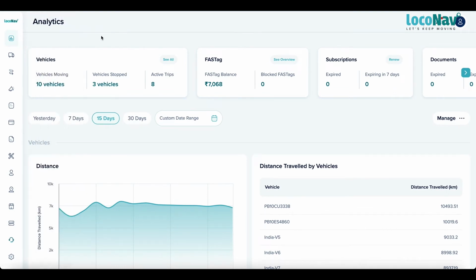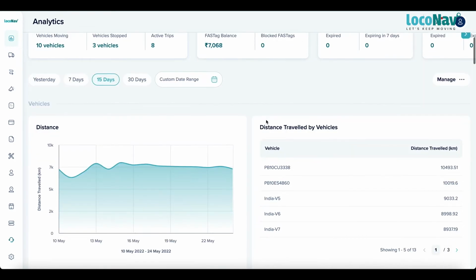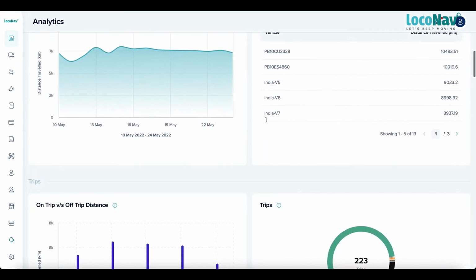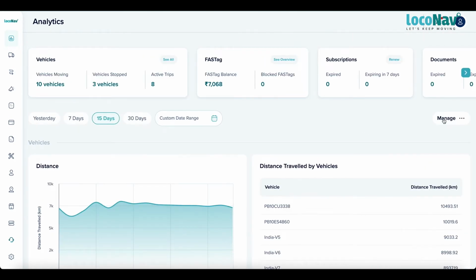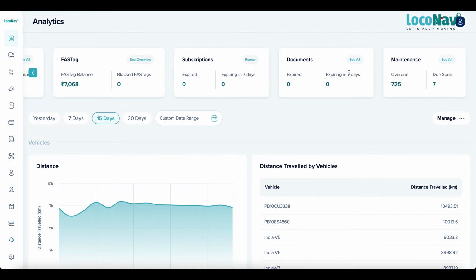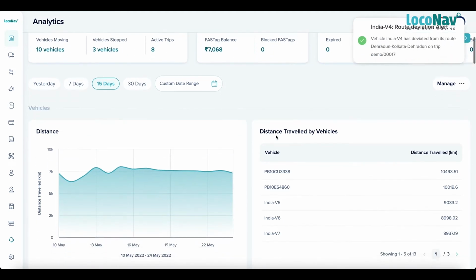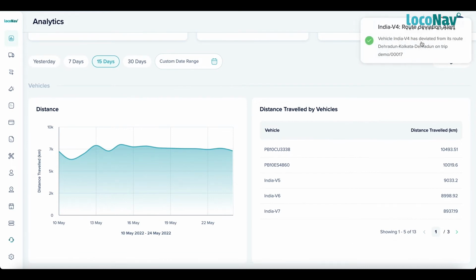LocoNav's analytics module gives an eagle-eye view of the utilization and operating behavior of the fleet with actionable insights so that productivity of the fleet manager or fleet owner can be improved significantly. In this module, the first thing you can view is a fleet level summary of modules like vehicles, FASTag, subscriptions, maintenance and documents. After this, you can deep dive into the following sections for insights.